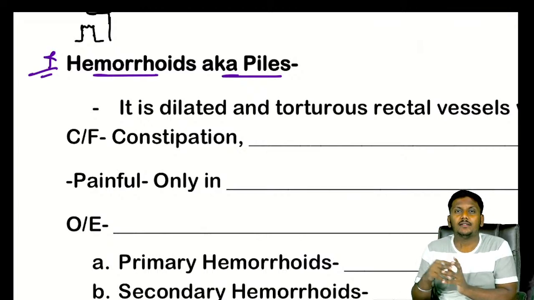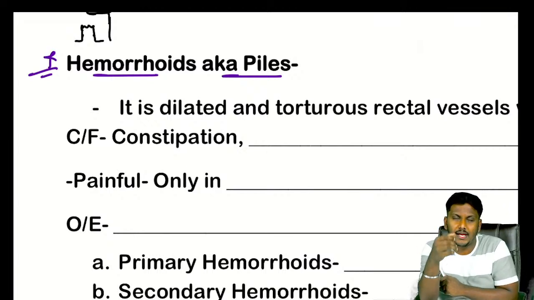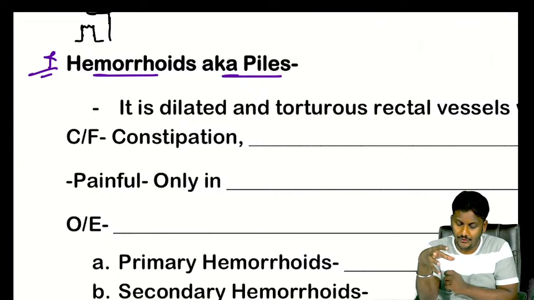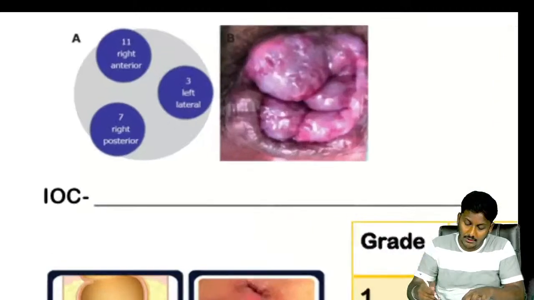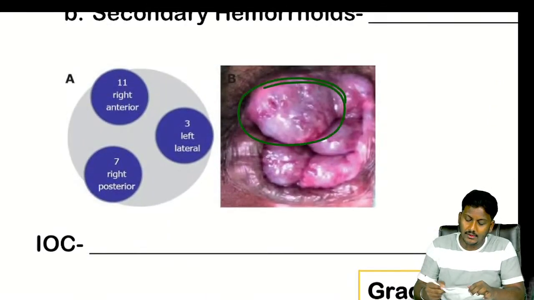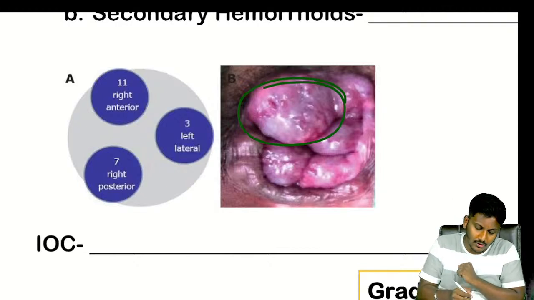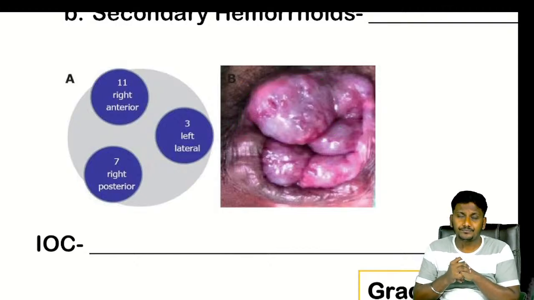When the pressure inside the rectal vessels increases, and those rectal vessels dilate and become tortuous and form a mass, beta, that is what is called hemorrhoids, basically. Okay? Now, as the pressure inside these rectal vessels is very, very high, what is going to happen?